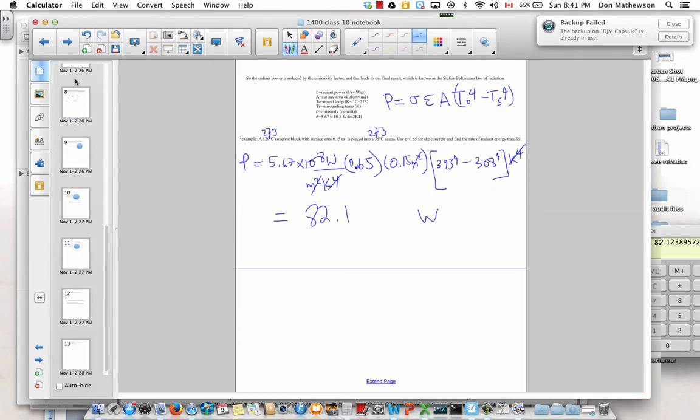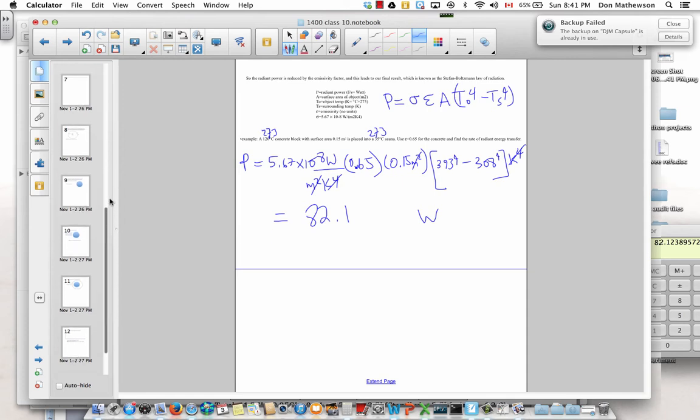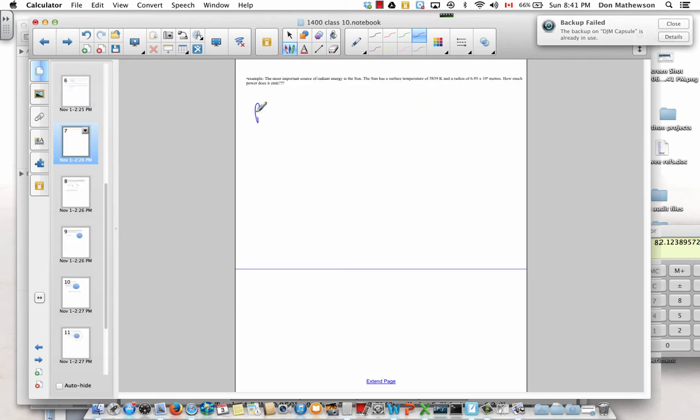Okay, next up. Oh, yes, okay, so we've got the sun, and there's the sun's surface temperature, and there's its radius. How much power does it emit? Well, we know that we can calculate the net rate of radiant energy transfer: sigma epsilon surface area, object temperature to the fourth minus surroundings temperature to the fourth.